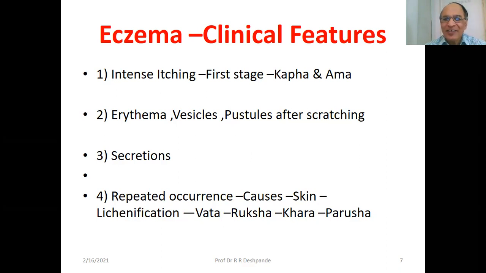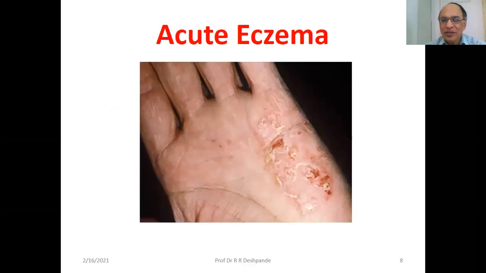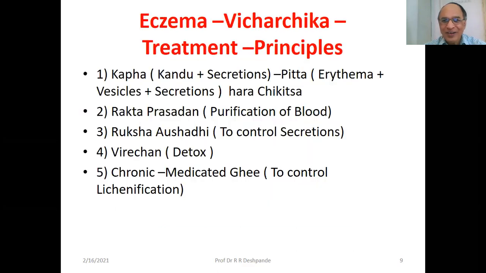Ruksha 1 plus dryness. Khara 2 plus dryness. And Parusha 3 plus dryness. So this is acute eczema. You can see, pictures always speak louder than words.